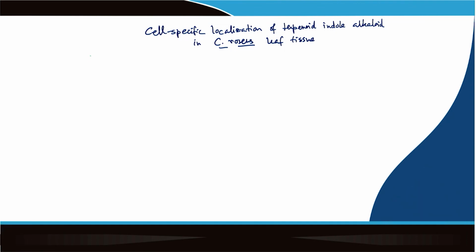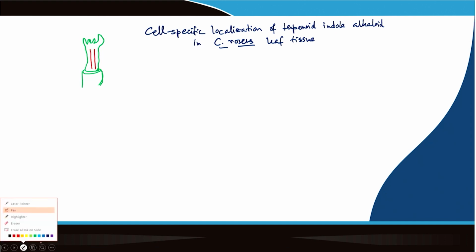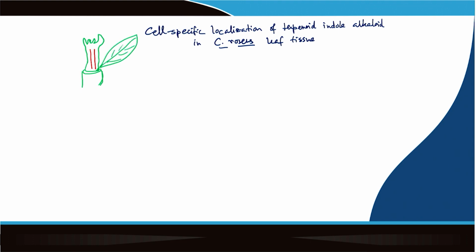So, like this is the area of leaf primordium, and here the red indicates the vascular tissue, and from here the leaf originates. How scientists have localized these alkaloids is very interesting.